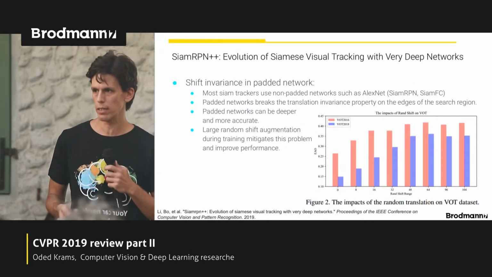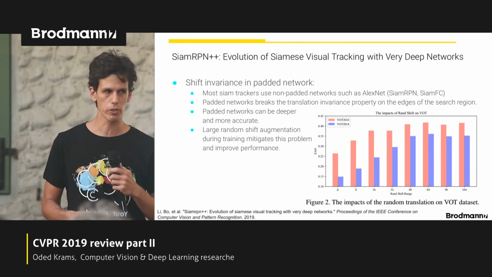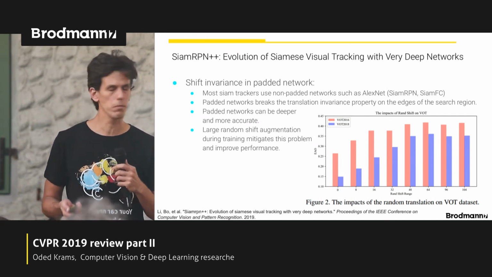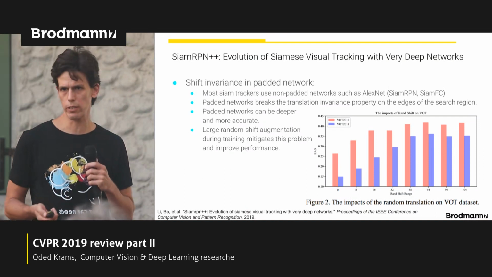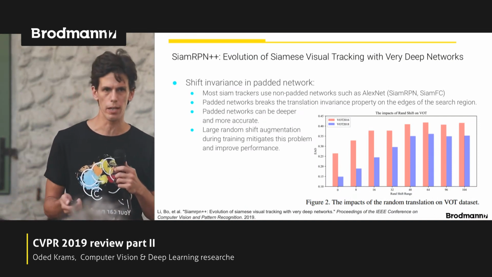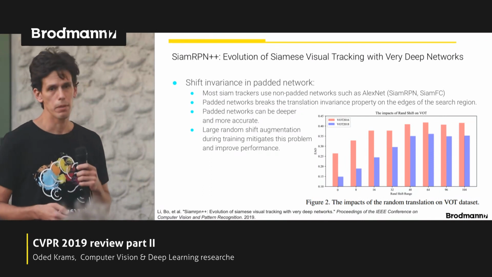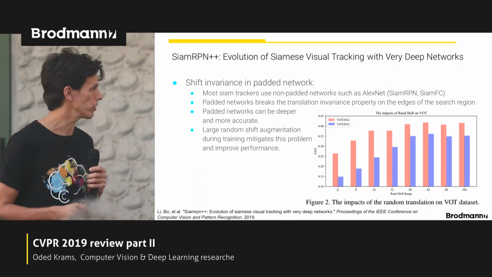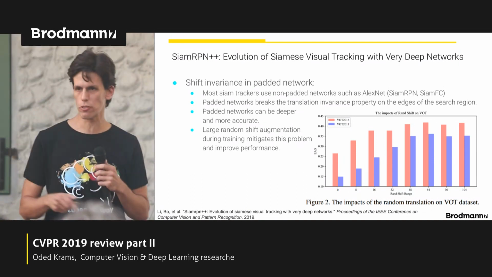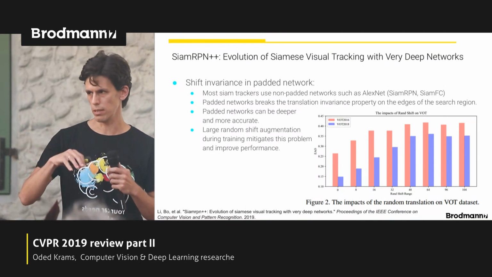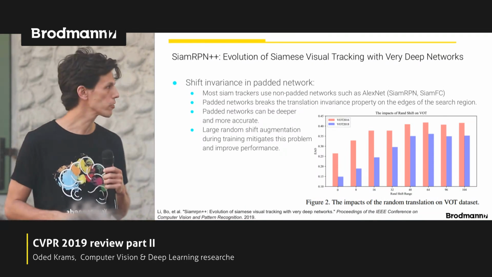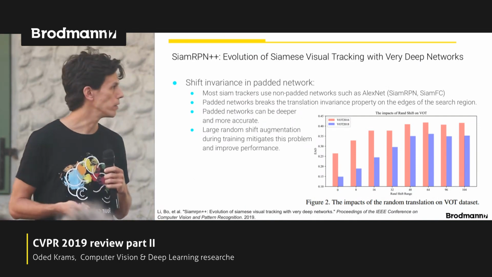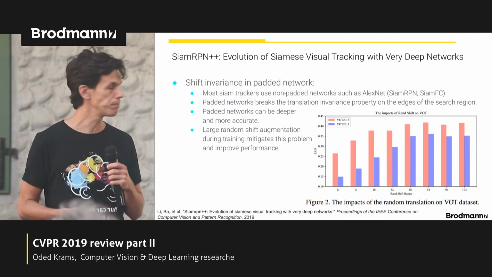Another improvement that they add to their object tracker is the shift invariance in padded networks. Most Siamese-based trackers don't use padded networks. They use AlexNet, for example. Because padded networks break the translation invariance property of the correlation, because at the edge of the search region you have zeros, so it breaks the translation invariance. But we do want to use padded networks. They are more accurate and they can be deeper.